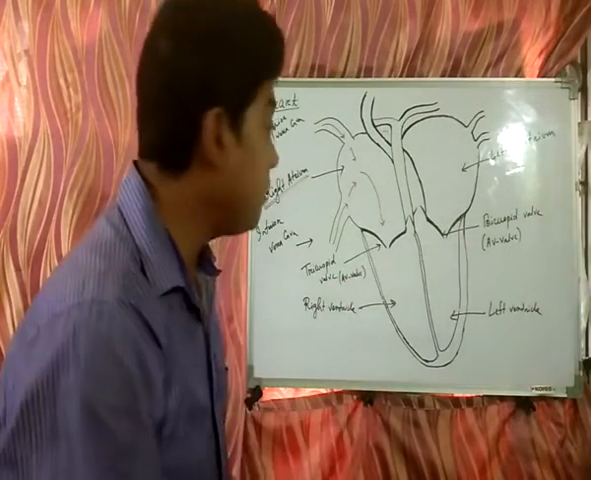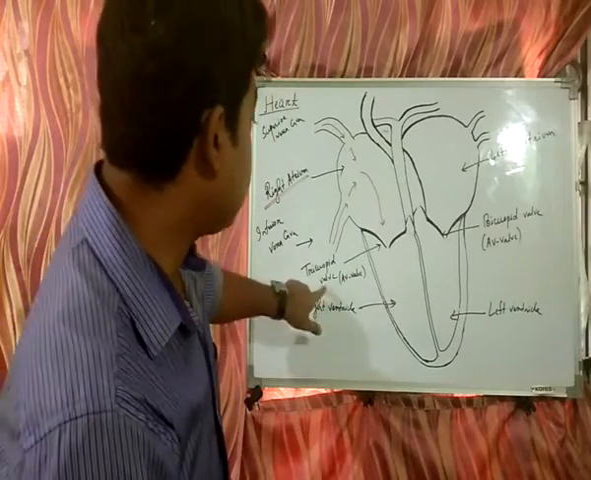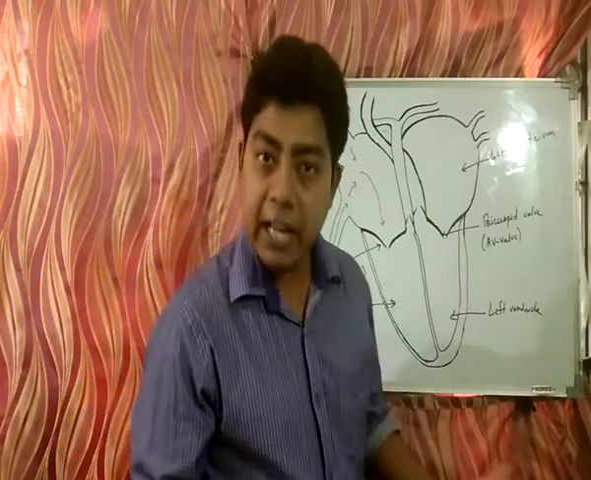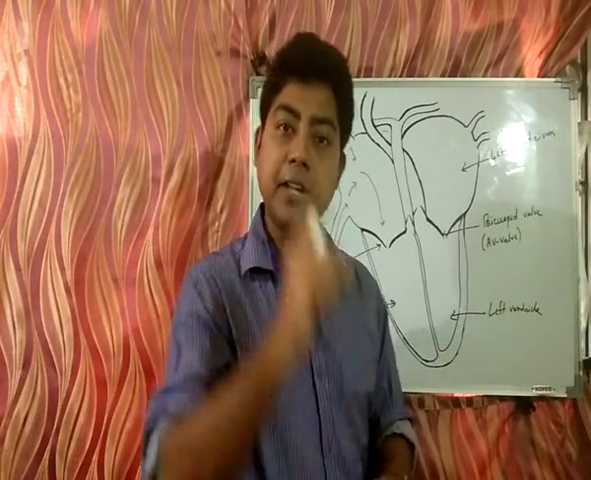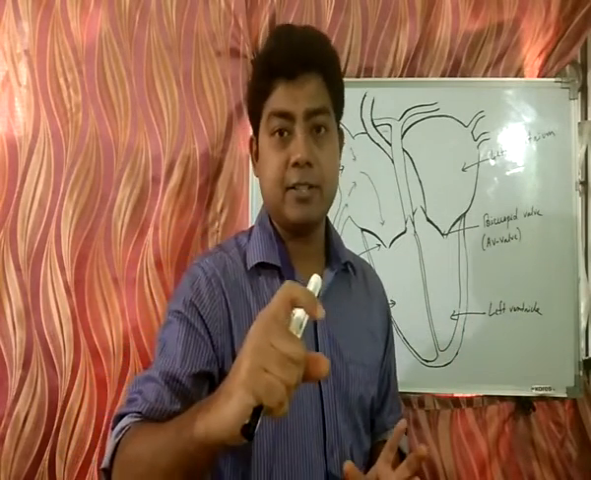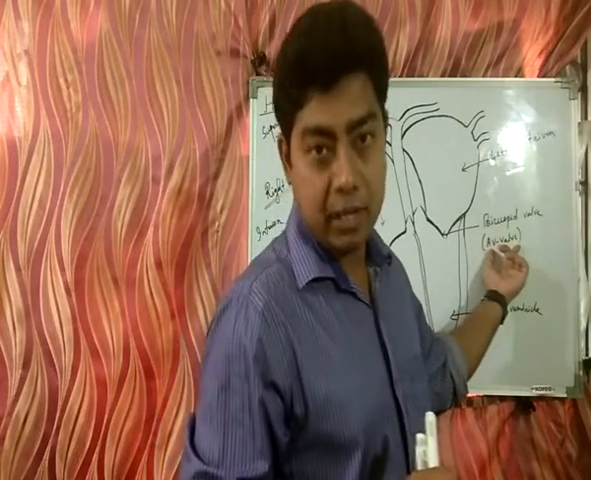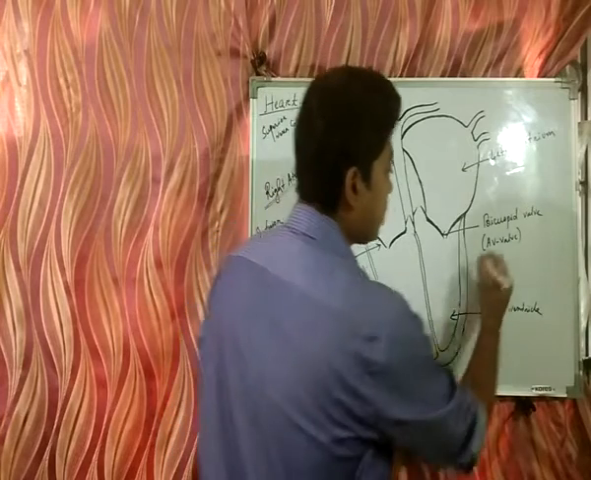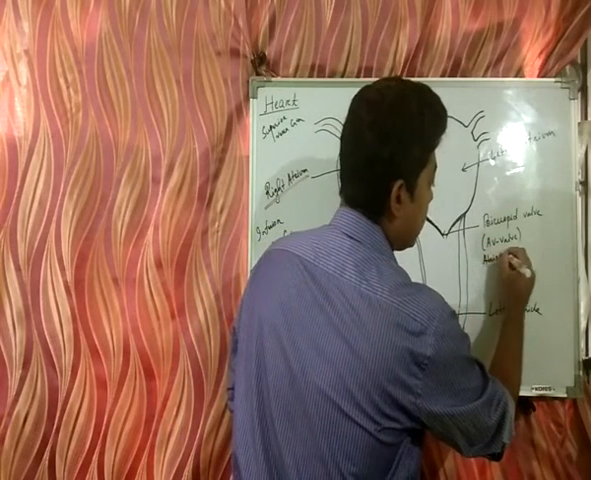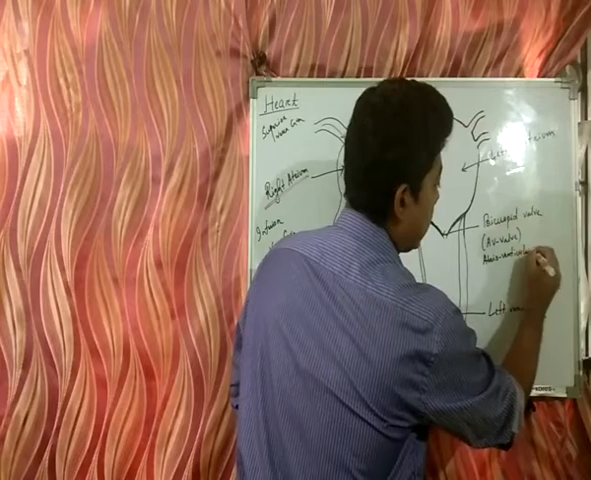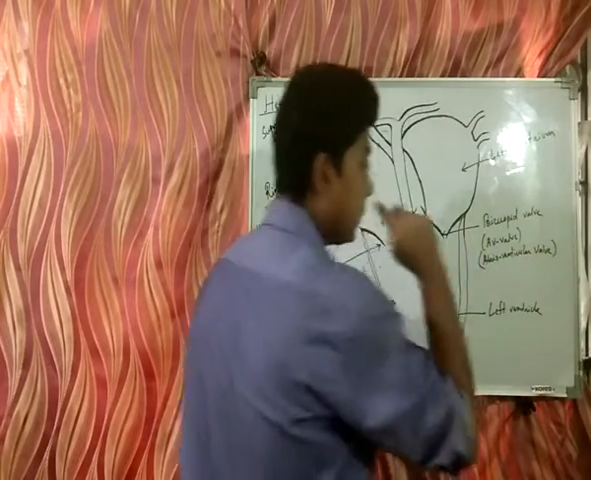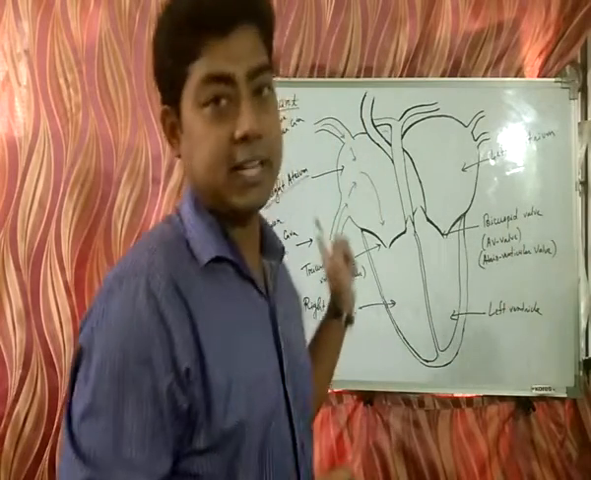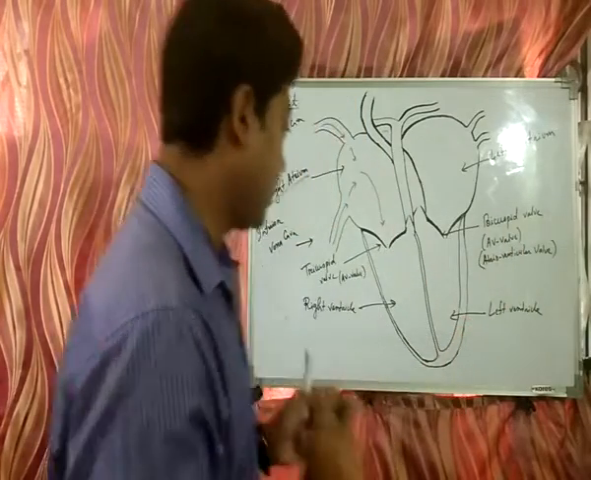Why are they called AV valves? Because they are present between atria and ventricles, whether left or right. So commonly they are called AV valves, the full form being atrioventricular valve. AV valve means the bicuspid valve and also the tricuspid valve. The common term is AV valve.